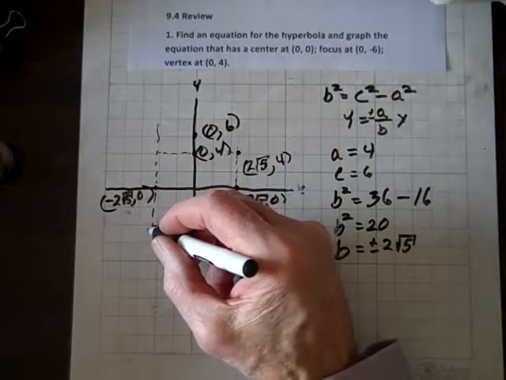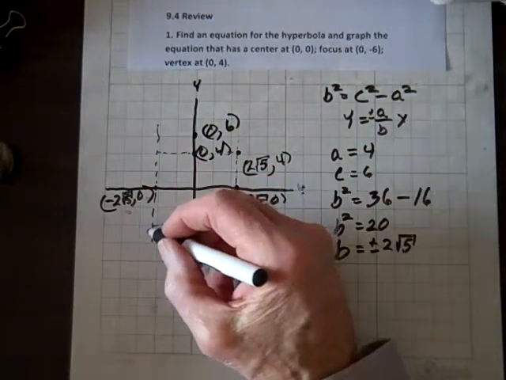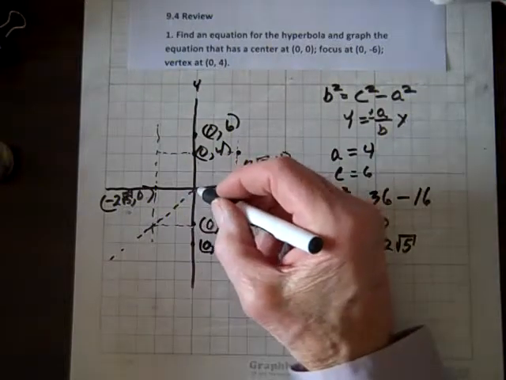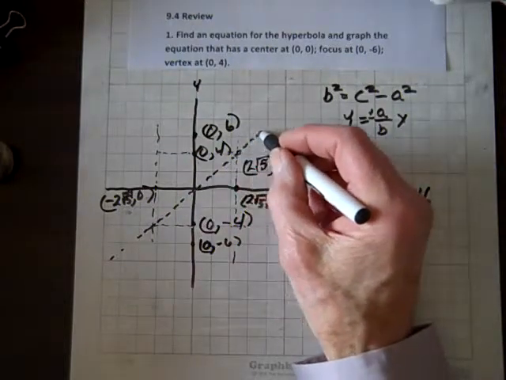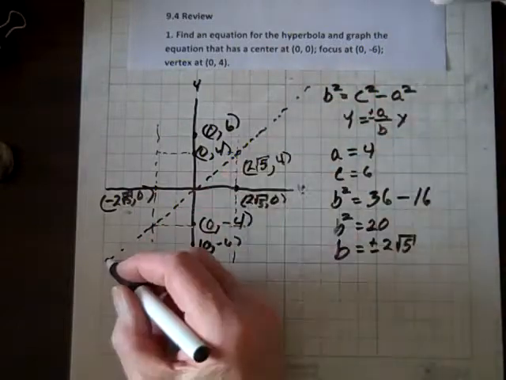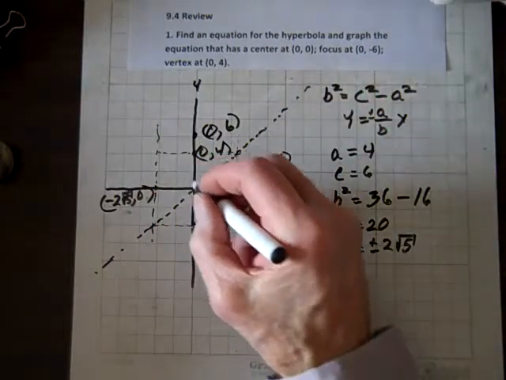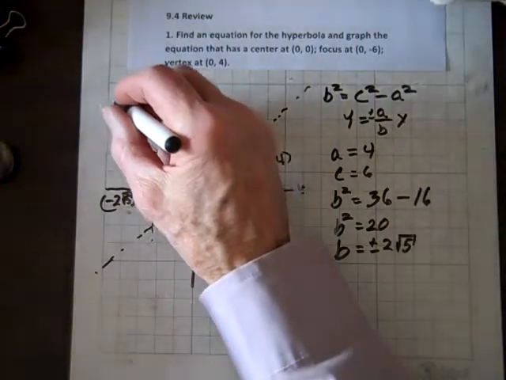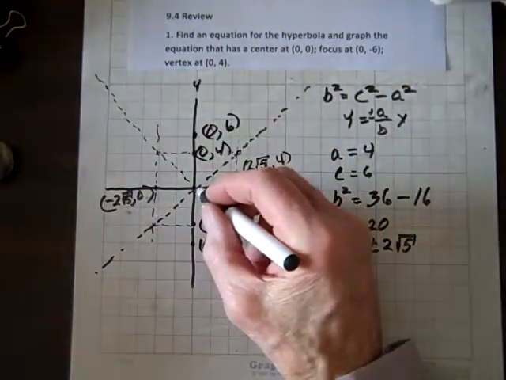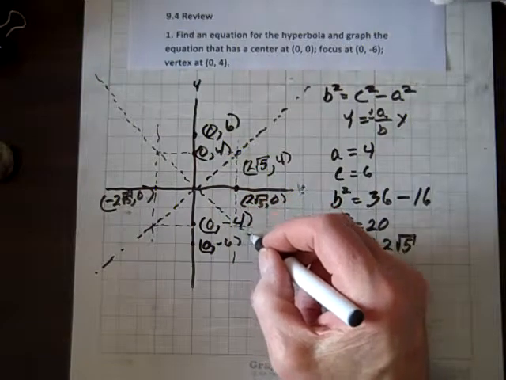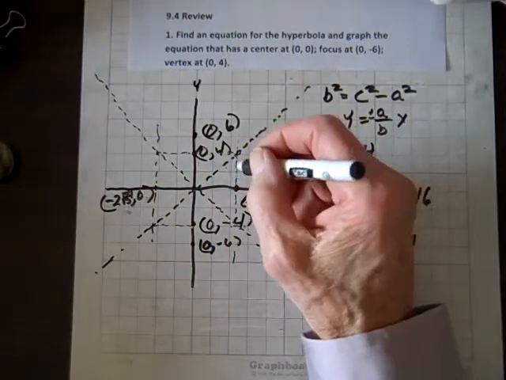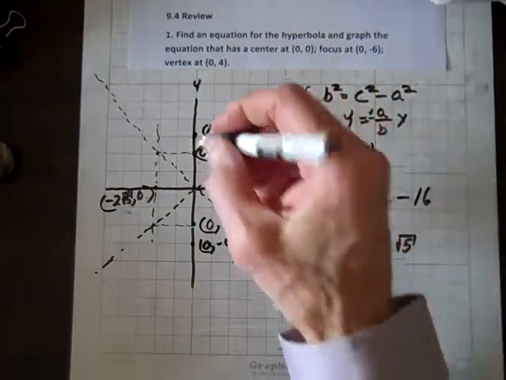So the bottom line is, you don't have to label that. If you draw dotted lines through these, through the origin and these corners, then you've drawn the diagonal asymptotes, you see? So constructing that box is very handy for finding the asymptotes.